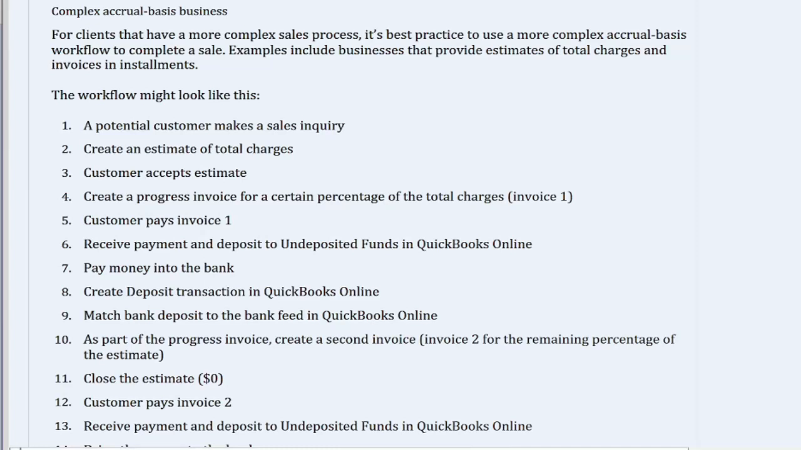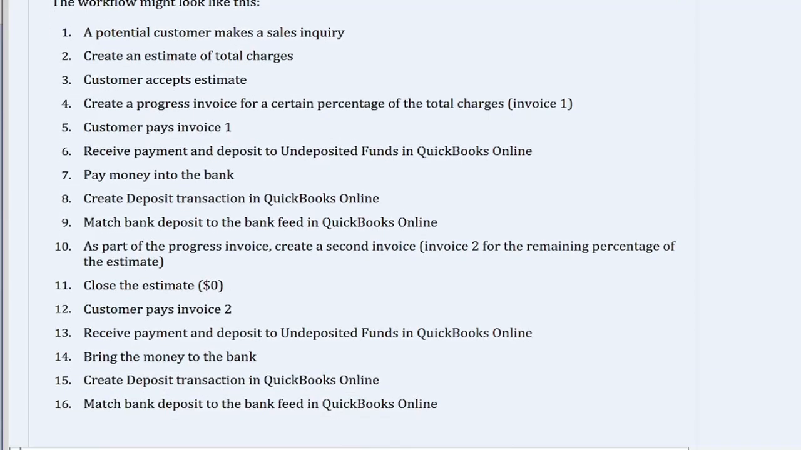Customer pays invoice 1. Receive payment and deposit to undeposited funds in QuickBooks Online. Pay money into the bank. Create deposit transaction in QuickBooks Online. Match bank deposit to the bank feed in QuickBooks Online.